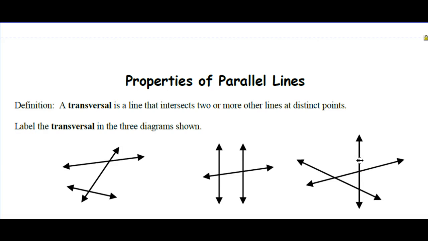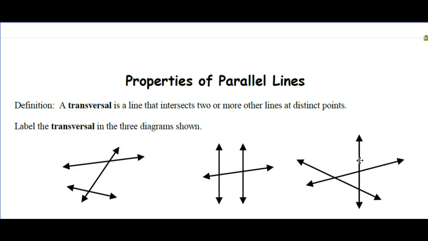Properties of parallel lines. Definition. A transversal is a line that intersects two or more lines at distinct points. Okay? So we got two or more lines, we got a line crossing. Label the transversal in the three diagrams shown below. So which of these guys is the transversal?